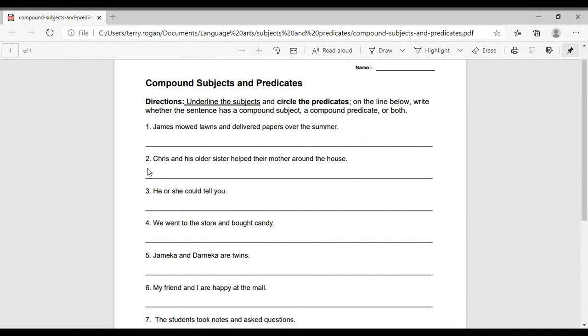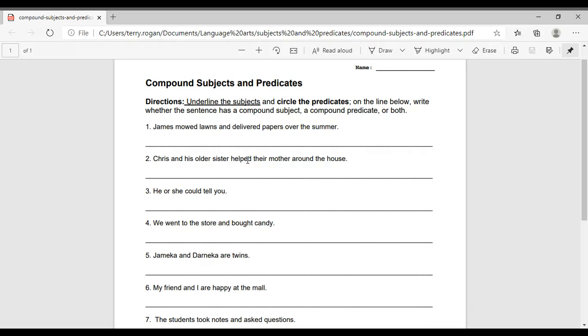If we look at our second sentence, Chris and his older sister helped their mother around the house. Who or what is this sentence about? It's about Chris and his older sister, two people. So two subjects. So it's got a compound subject. What did Chris and his older sister do? They helped their mother. They only did one thing, so it does not have a compound predicate in it. It has a simple predicate in it.